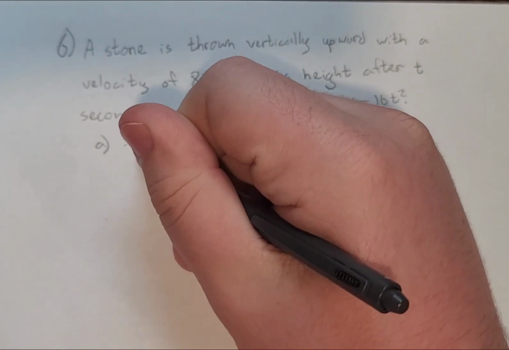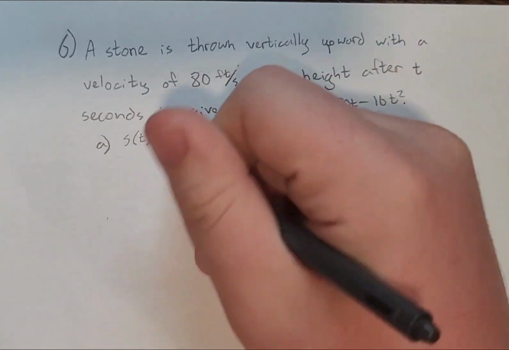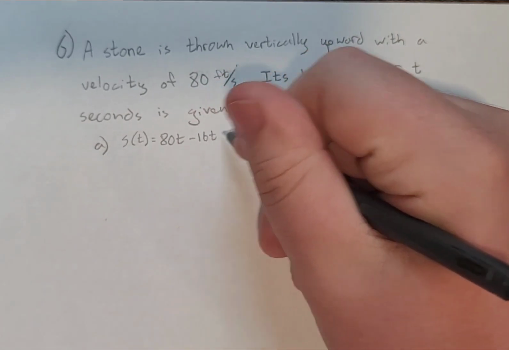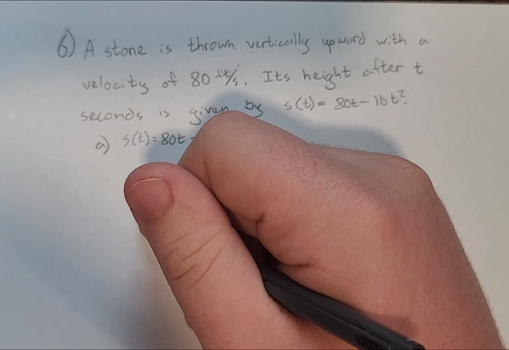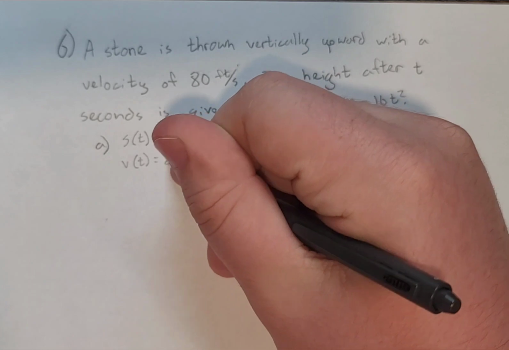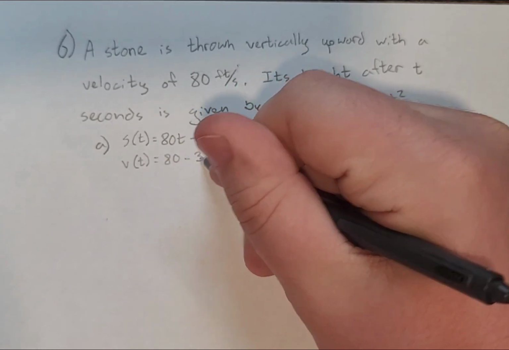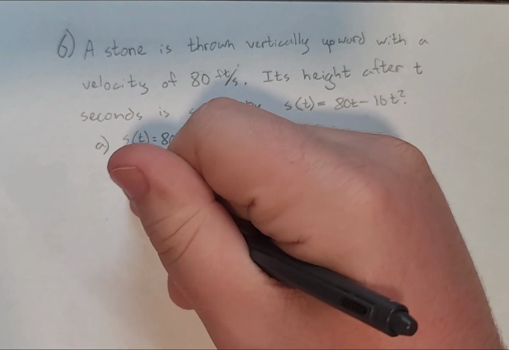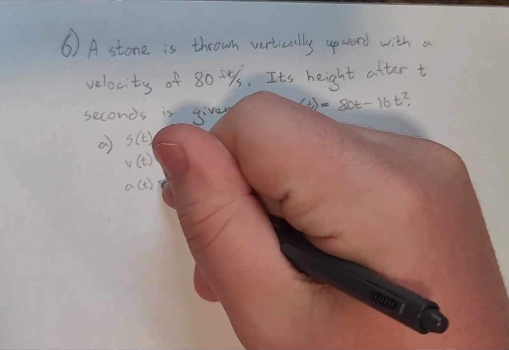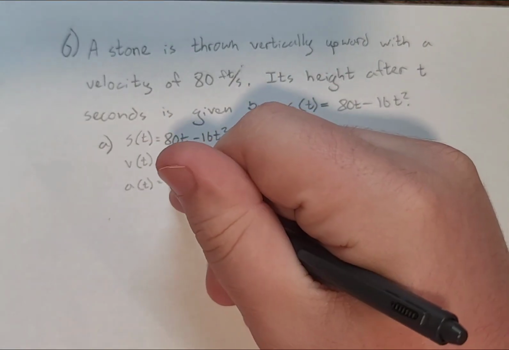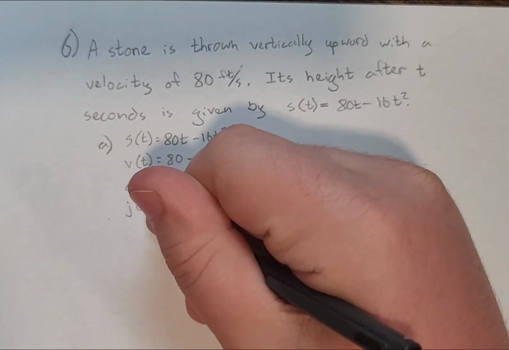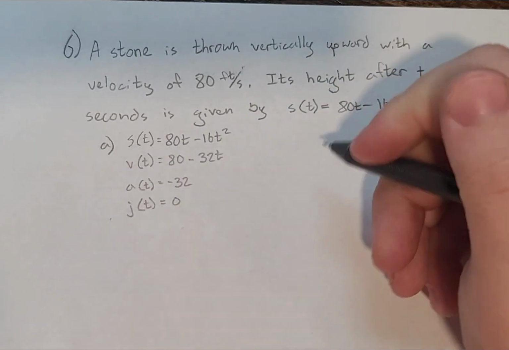So the position function is s of t equals 80t minus 16t squared. The velocity function is 80 minus 32t. The acceleration function is negative 32, and the jerk function is 0.